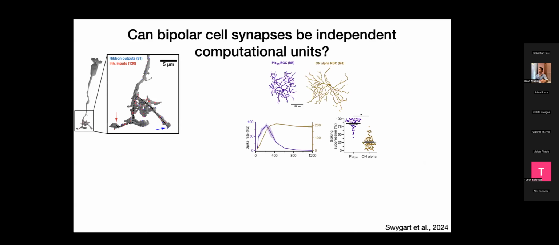But we did our best to get there indirectly. So here are two different ganglion cells. One's called a pixon, one's called an on alpha.